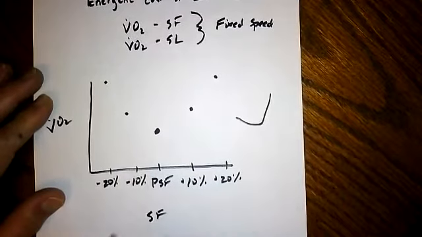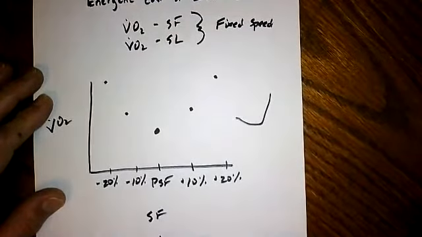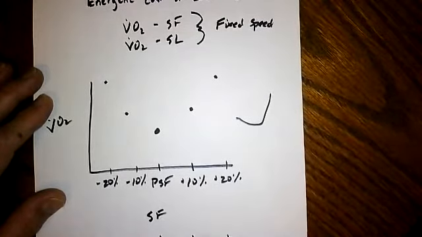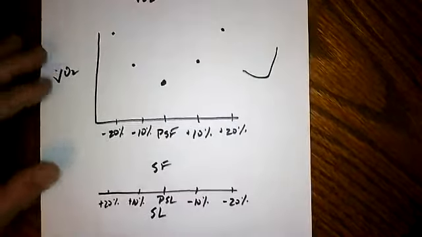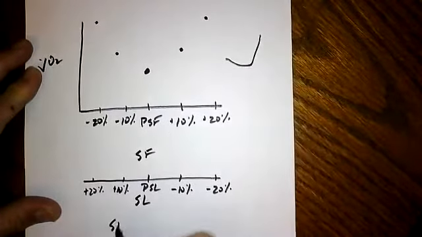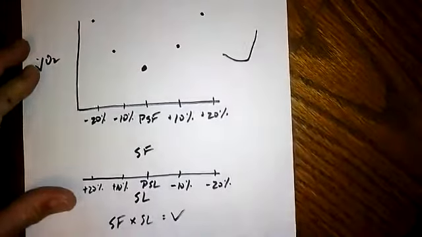Now I could do this same plot with stride length, and I'll just put it down here as a secondary. This could be PSL. I could put stride length on the x-axis, and then this is just flipped. This would be minus 10% preferred stride length, minus 20% preferred stride length, and plus 10% and plus 20%. Because we know the product of stride frequency and stride length is equal to velocity, and velocity is fixed.